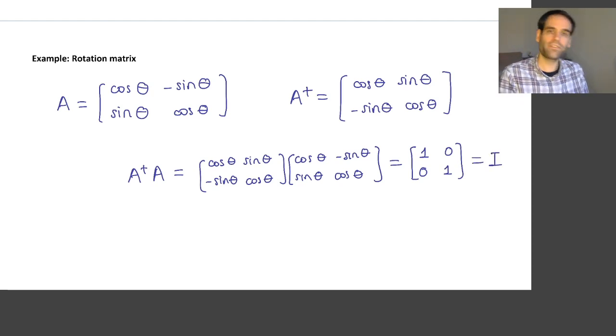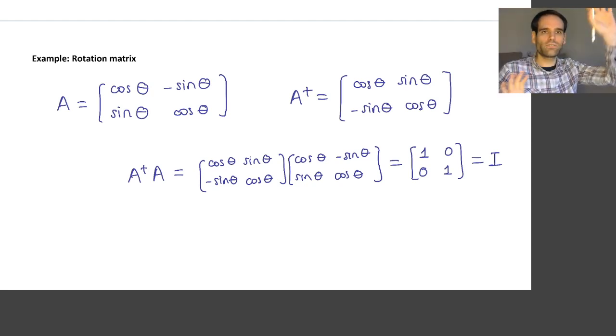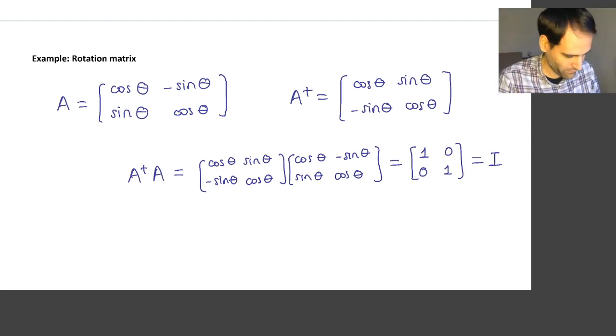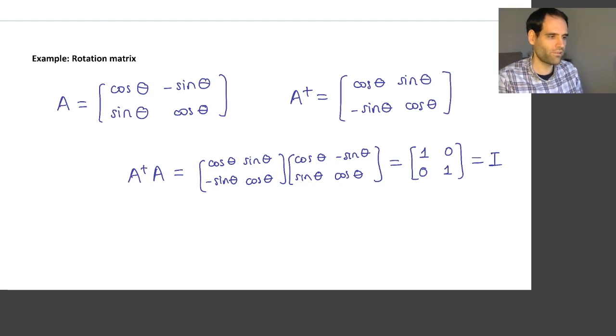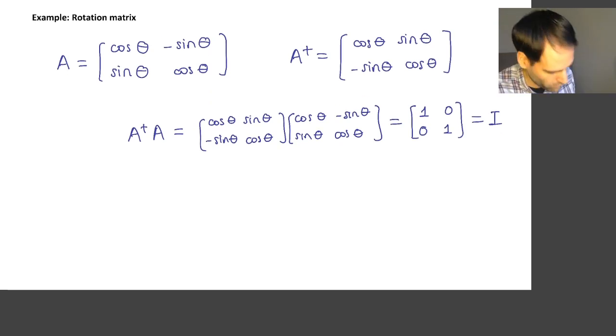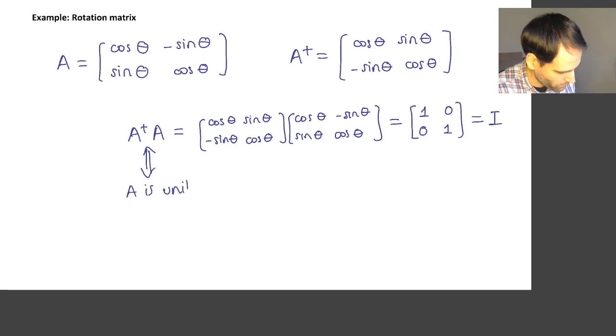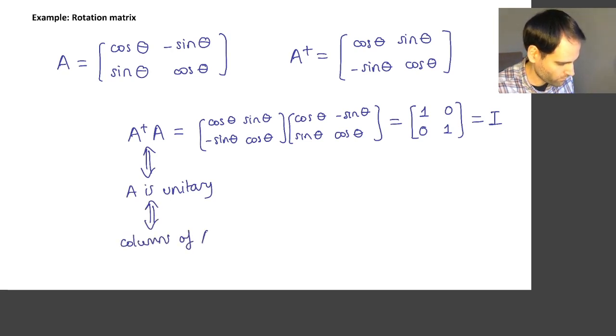Remember, the identity matrix is a matrix that has 1s on the main diagonal and 0s everywhere else. So yes, this is an example of a unitary matrix. So does this mean that the columns are orthonormal? Since this is equal to I, this means that A is unitary, and this must mean that the columns of A are orthonormal.